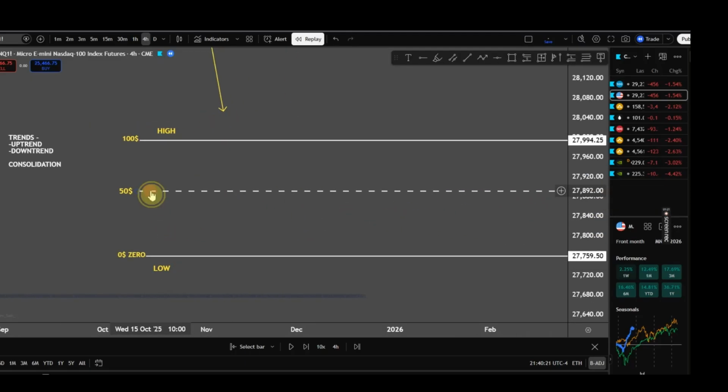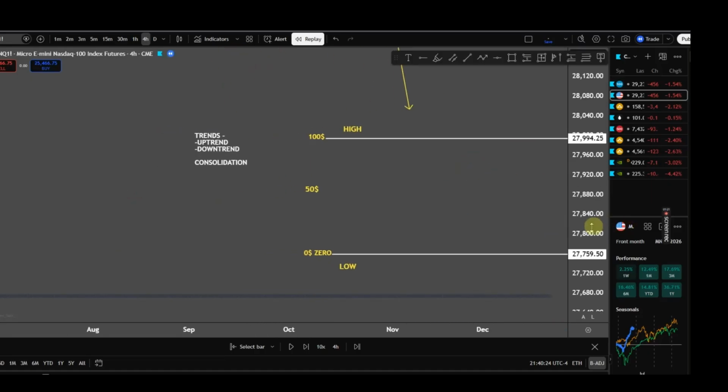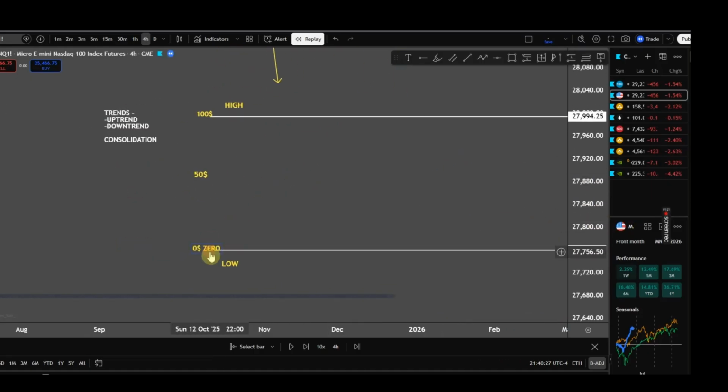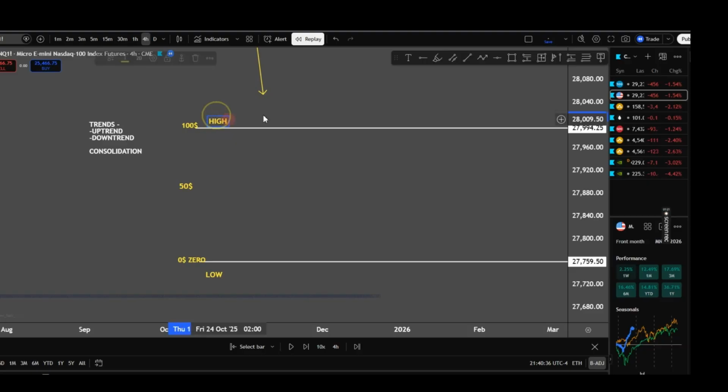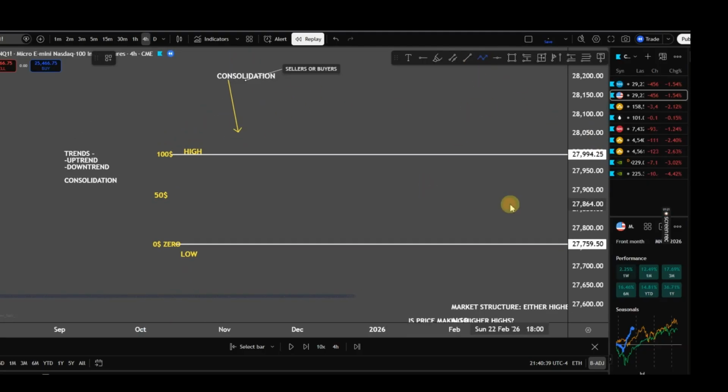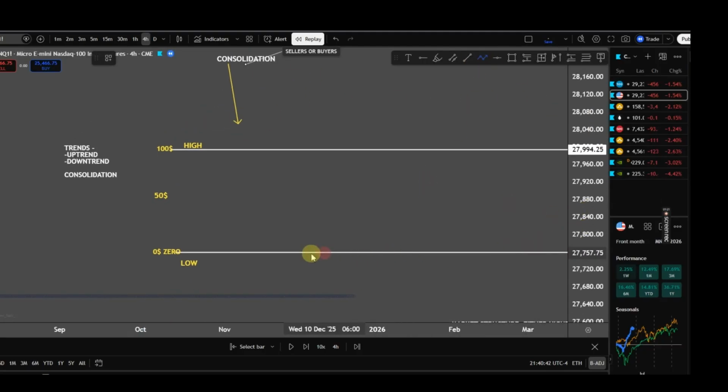So we have 3 different zones, 3 different prices. $0 right here. If it comes up, it costs $100 or it costs $50. But worry about this low and this high. Consolidation is this right here. Consolidation is when price moves sideways, meaning price is right here, price is at a low, price is right here, we make a high.